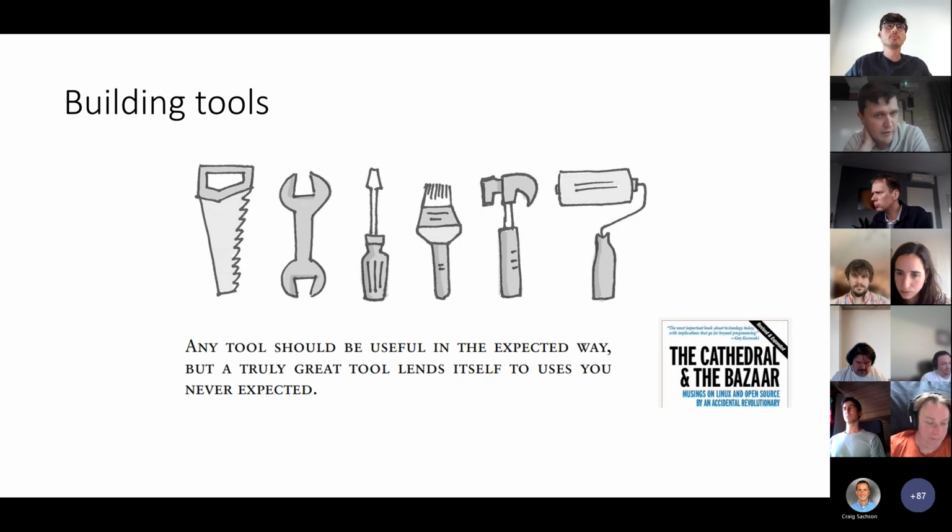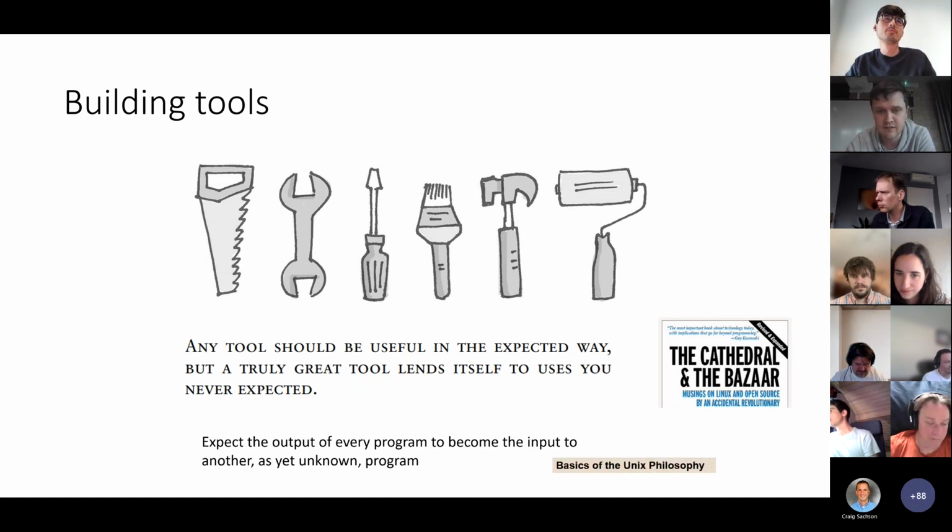So I like this quote about any tool being useful in the expected way, but the great ones lending themselves to uses that were not expected, not foreseen by the developer. And another way I think is just to say this in the development idea: expecting the output of every program to become the input to another as yet unknown program. It's along similar lines, as we don't always know how these individual components will be used, but the ability of the users to put them together in ways that satisfy their needs is often quite amazing.